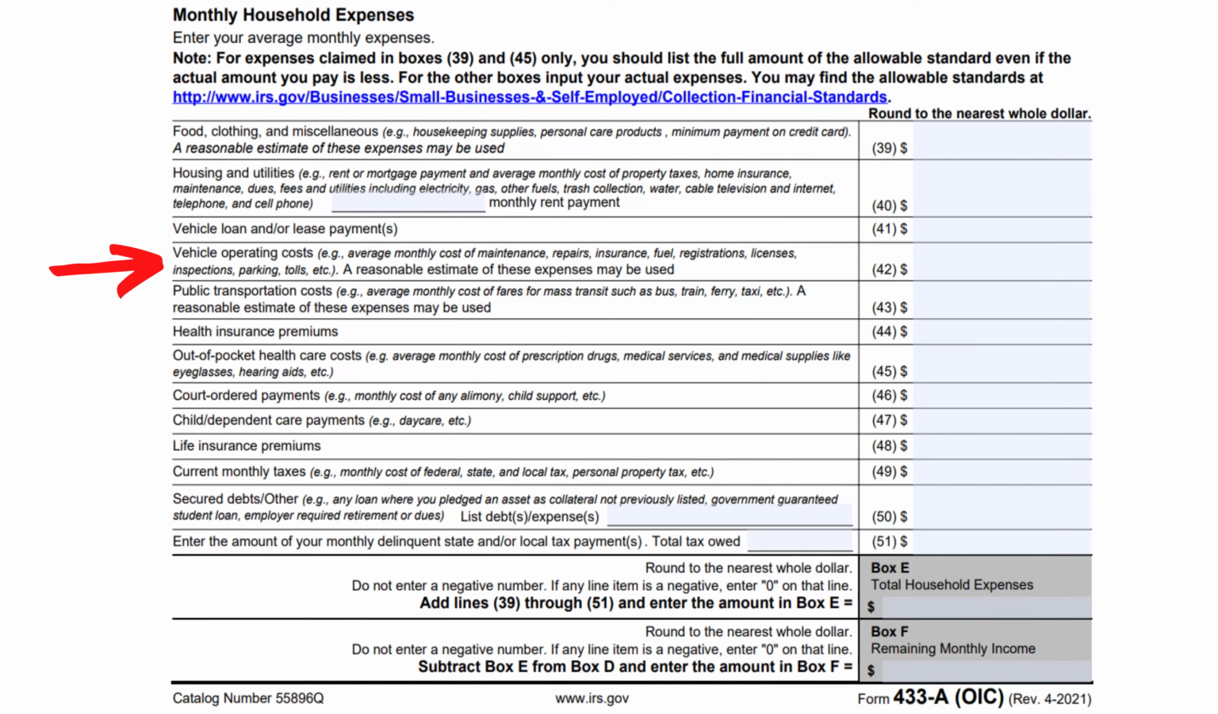All right, so the last vehicle expense here is vehicle operating costs, which go on line 42. And unlike the public transportation costs and the vehicle ownership costs, the operating costs are regionally determined. But unlike the local housing standard expenses, the local transportation standard expenses for vehicle operating costs are determined at the region or the metropolitan statistical area level, rather than, strictly speaking, the county level.